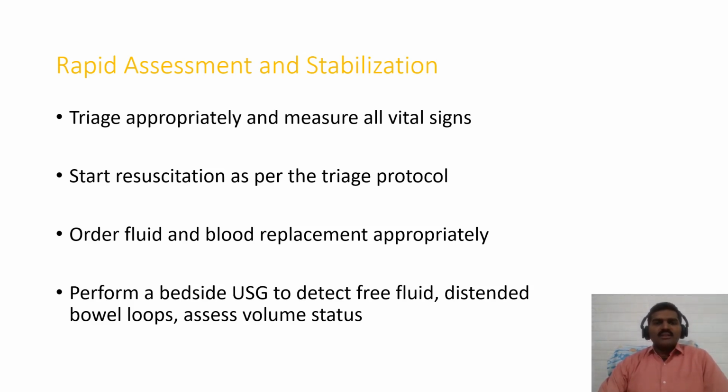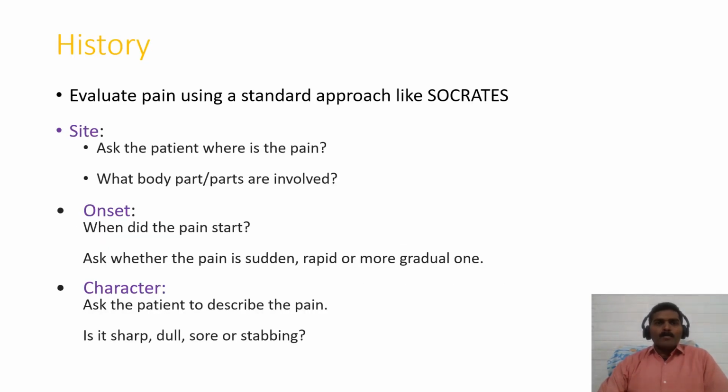Once you have stabilized the patient, you need to go into complete history taking, and evaluate pain using a standard approach like SOCRATES. You can use any other mnemonic to remember, but SOCRATES is a preferred mnemonic. S stands for site of pain. Ask the patient where the pain is, what body parts are involved. Onset: when did the pain start, and is the pain sudden, rapid, or more gradual? Ask about the character of the pain.